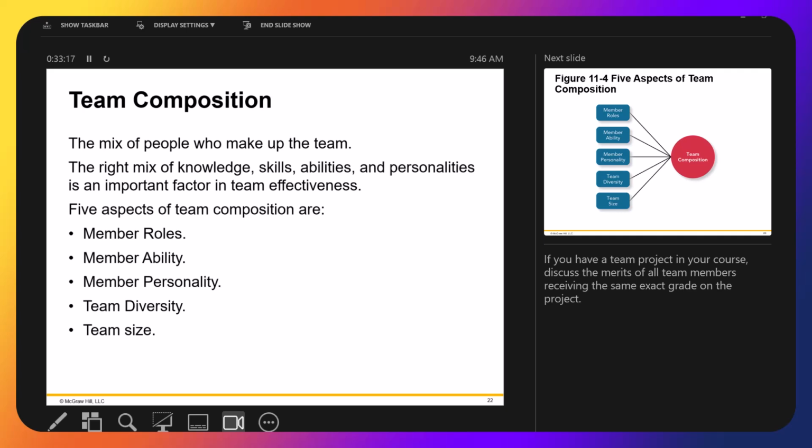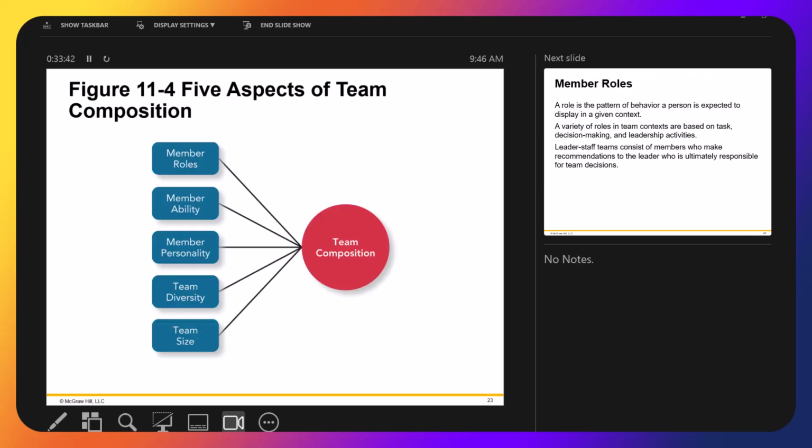Team composition, the mix of people who make up a team. The right mixture of knowledge, skills, abilities, and personalities is an important factor in team effectiveness. Five aspects of team composition are member roles, member ability, member personality, team diversity, and team size. I'm going to go into each one of those here in just a second. So you see, when you bring the roles, ability, personality, diversity, and size together, collectively, they equal team composition. That's how you get team composition.